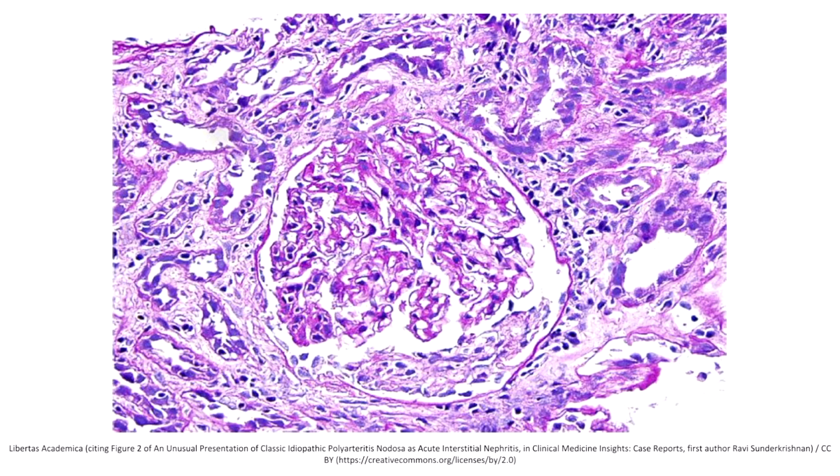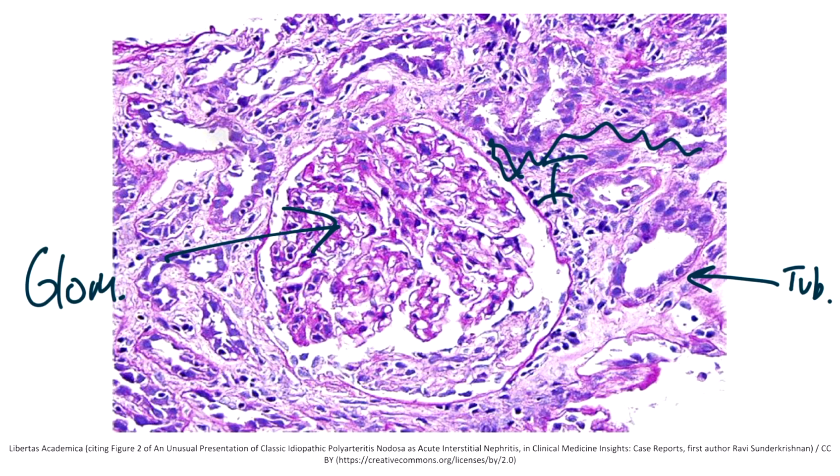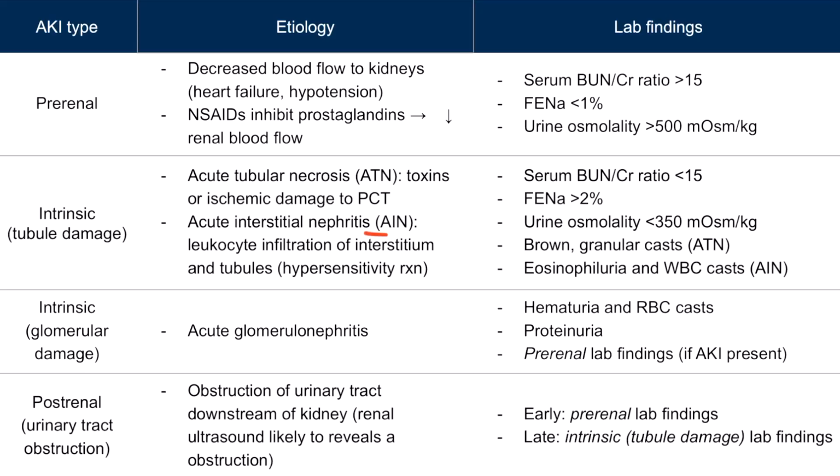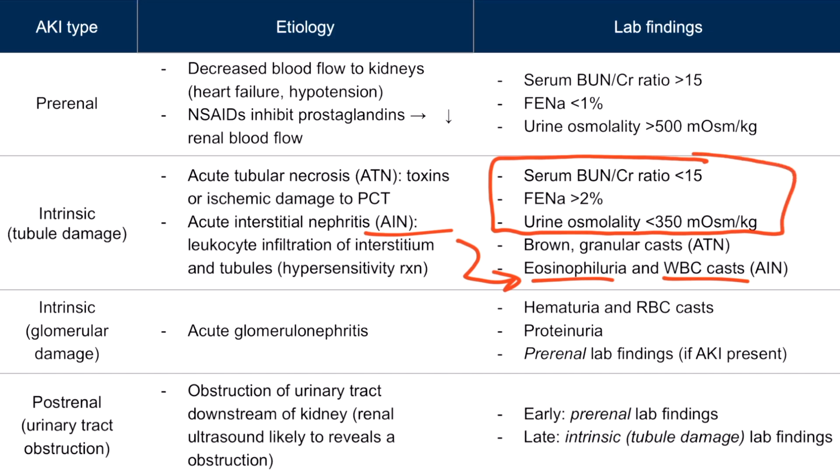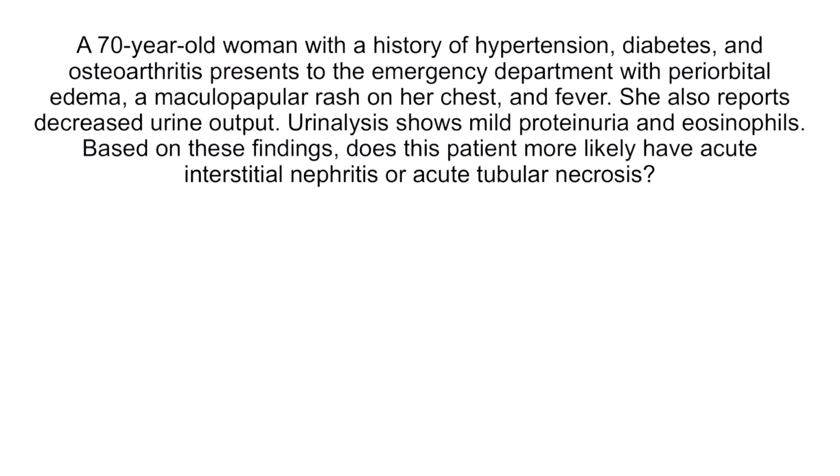Now, here's a micrograph of acute interstitial nephritis. Here are the tubules, and we can even see the glomerulus. The interstitium is all this stuff, everything between them. And you can see leukocyte infiltration throughout this interstitium. And some of those leukocytes are even entering the tubule and damaging that. So going back to the table, acute interstitial nephritis can result in eosinophiluria and white blood cell casts. And that's in addition to these other lab findings that are common to all intrinsic tubular damage injuries, like acute tubular necrosis.